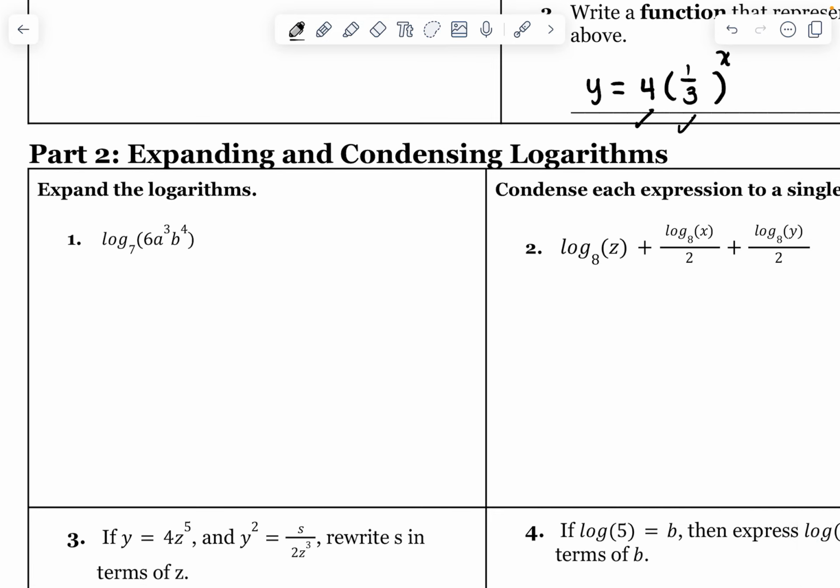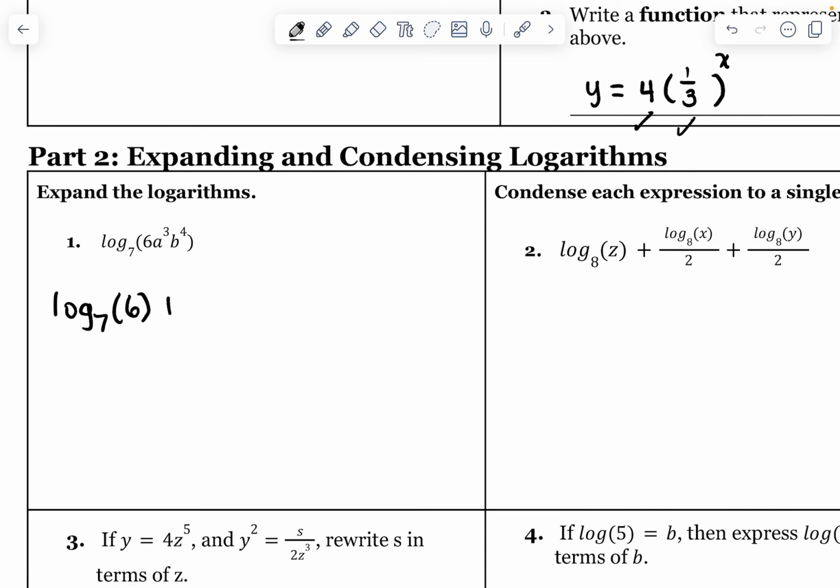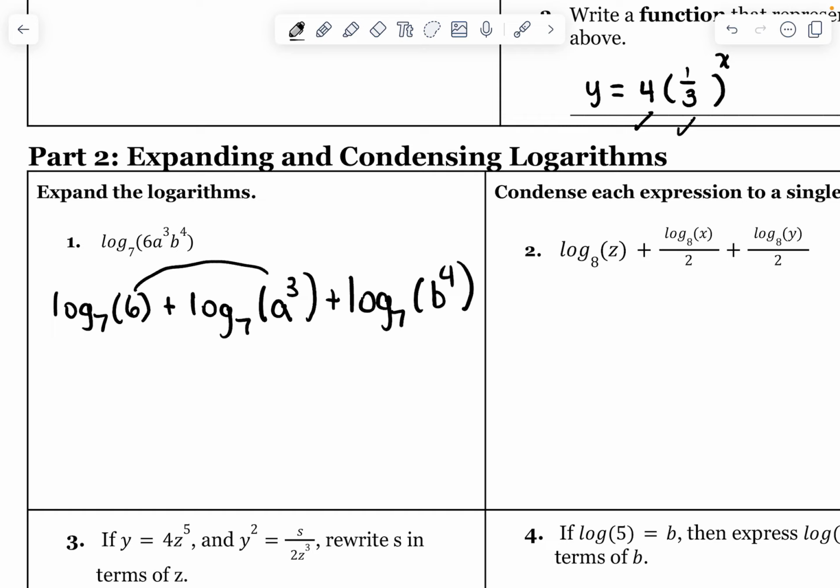Okay, part 2, expanding and condensing logarithms. I think the biggest mistake that I saw some of you make is that you forgot to put the 6 under its own logarithm. So this would be log base 7 of 6 plus log base 7 of a to the 3rd power plus log base 7 of b to the 4th power. Most of you joined the 6 and the 8 together, and that's where you lost credit.